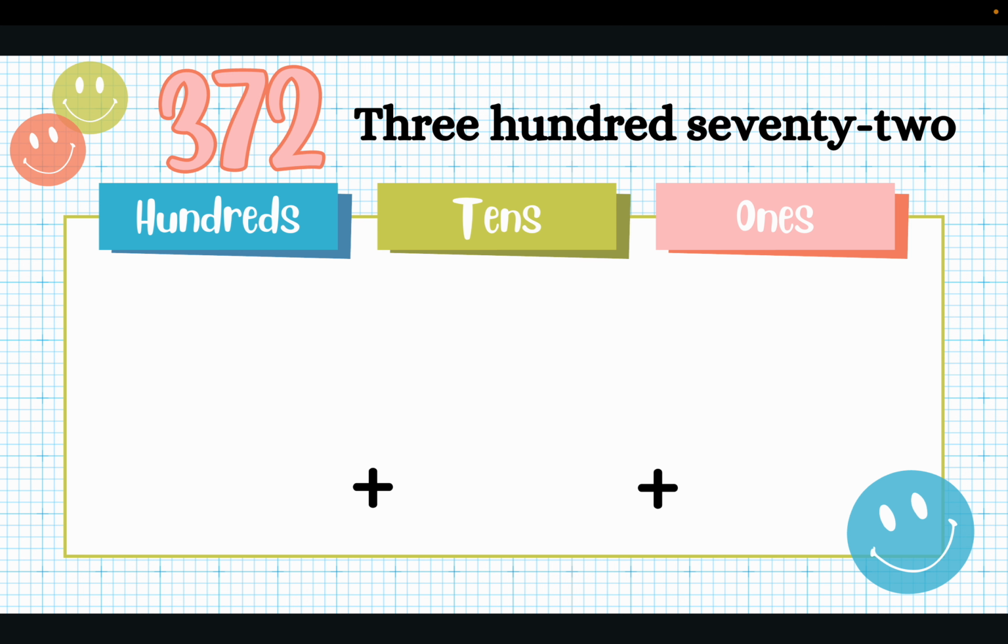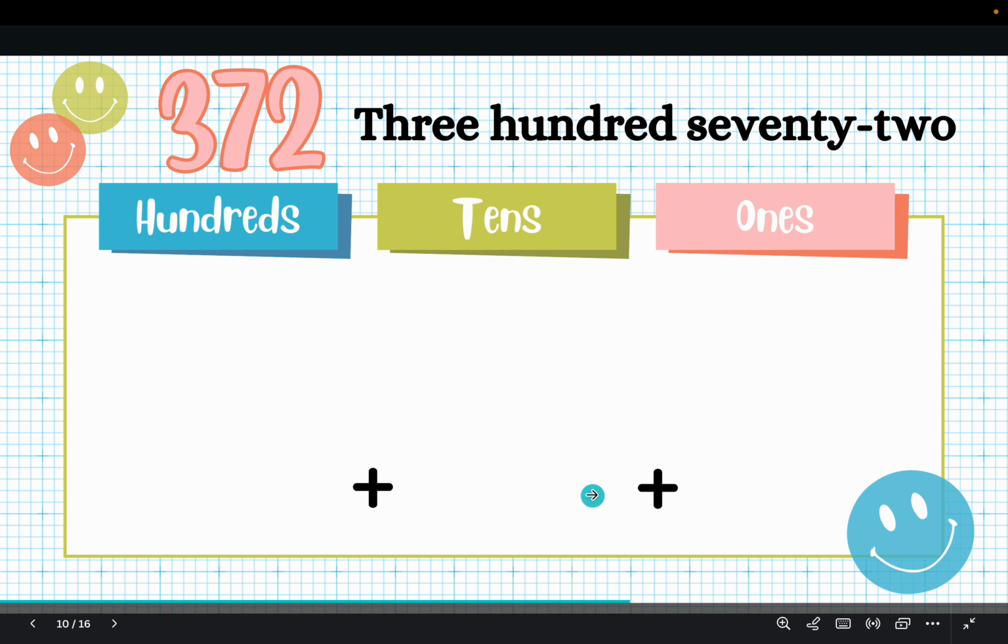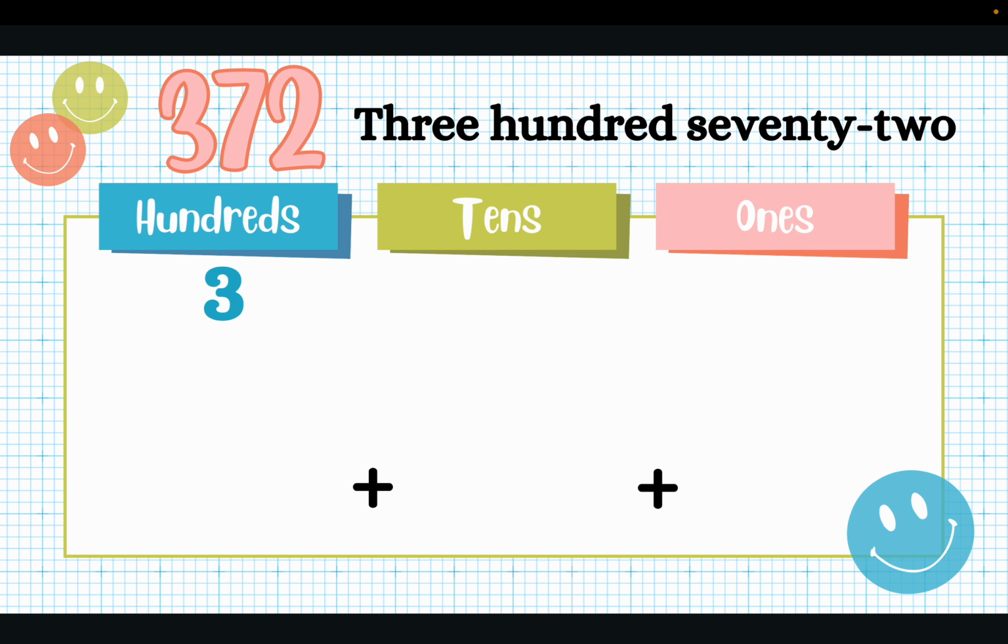Okay, we're now going to fill out the place value chart or the base 10 diagram. What is the digit in the hundreds place? Good job. What is the digit in the tens? Good job. And what's the digit in our ones place? Good job. That's 372 on our base 10 diagram.